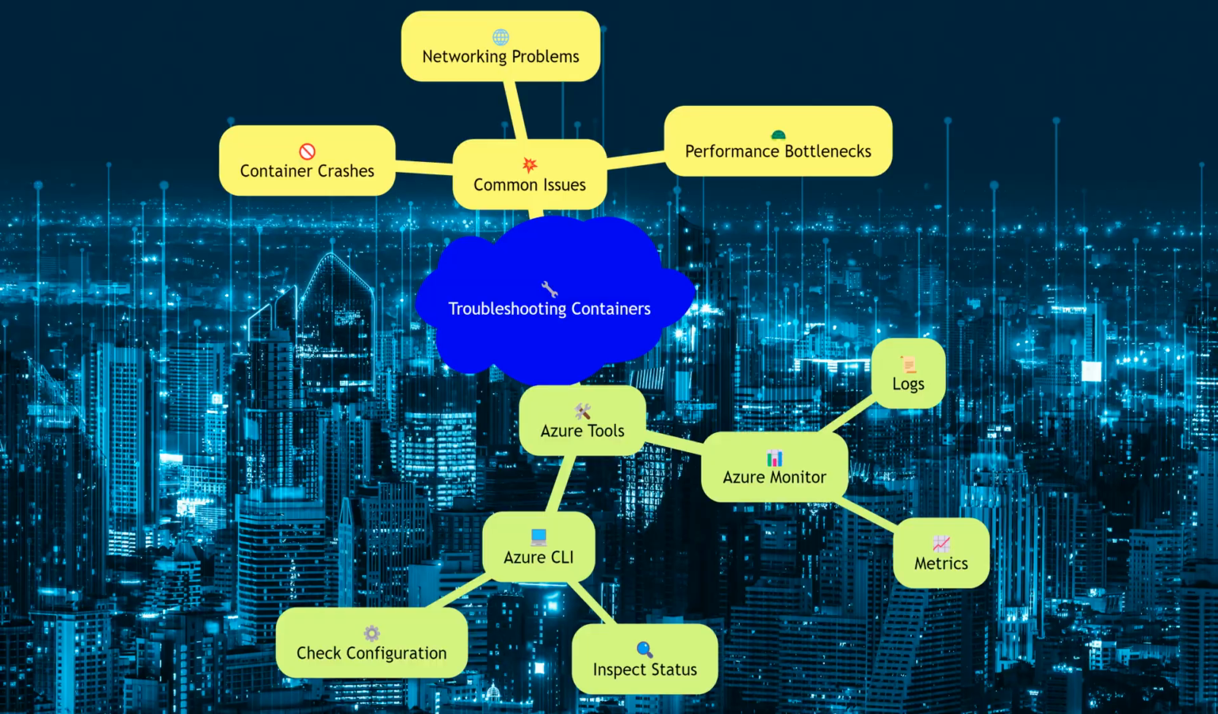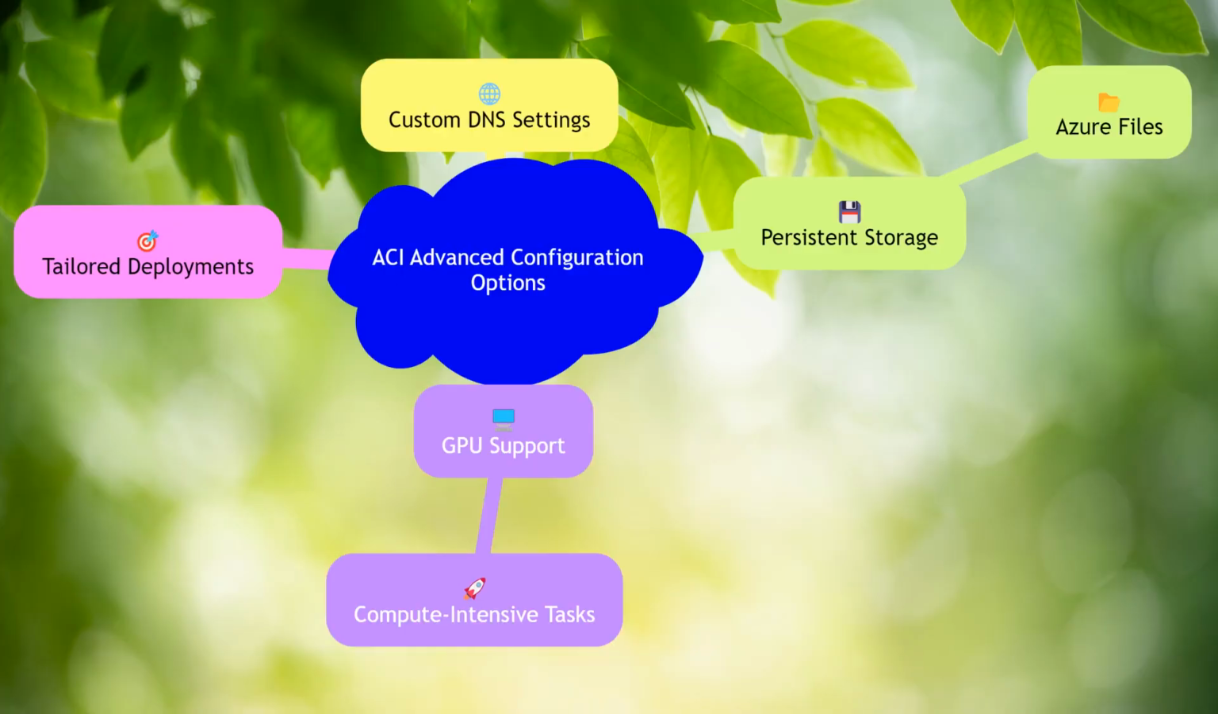ACI offers several advanced configuration options to meet specific requirements. These include custom DNS settings, GPU support, and persistent storage. For example, you can attach Azure Files to your container for persistent storage or use GPU-enabled containers for compute-intensive tasks. These advanced options allow you to tailor your container deployments to your specific needs.